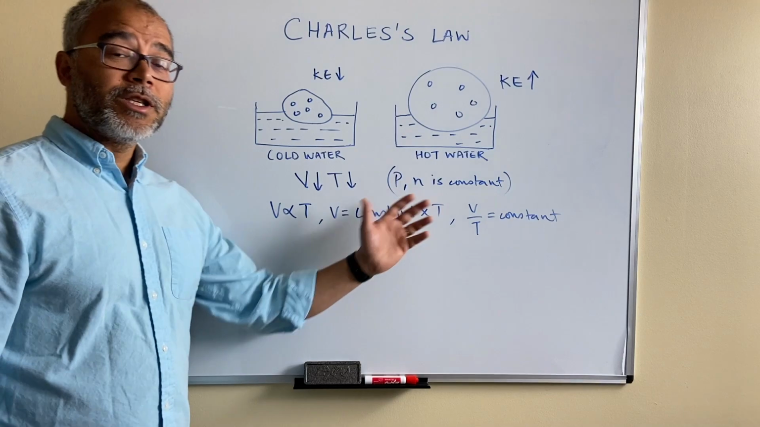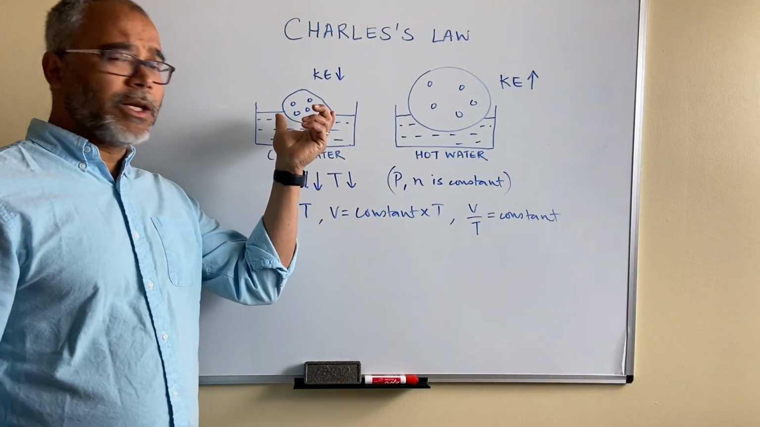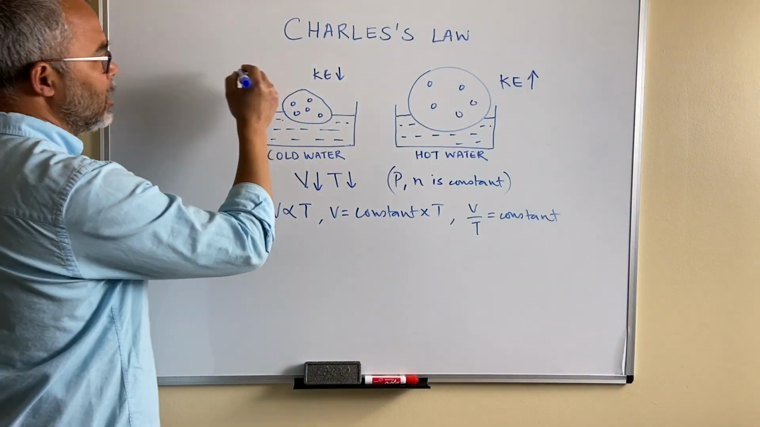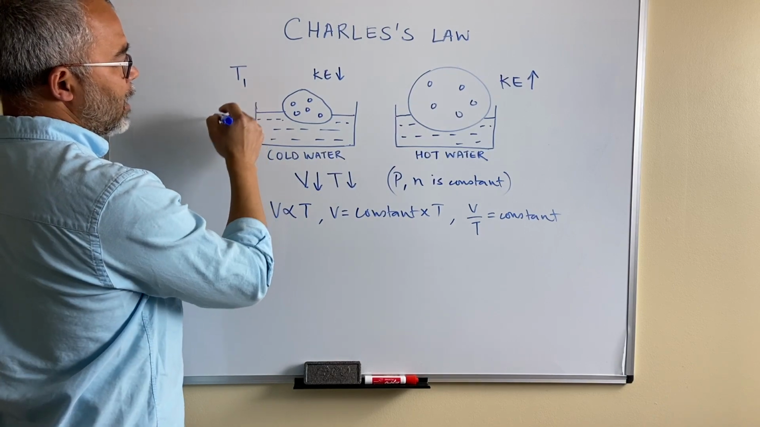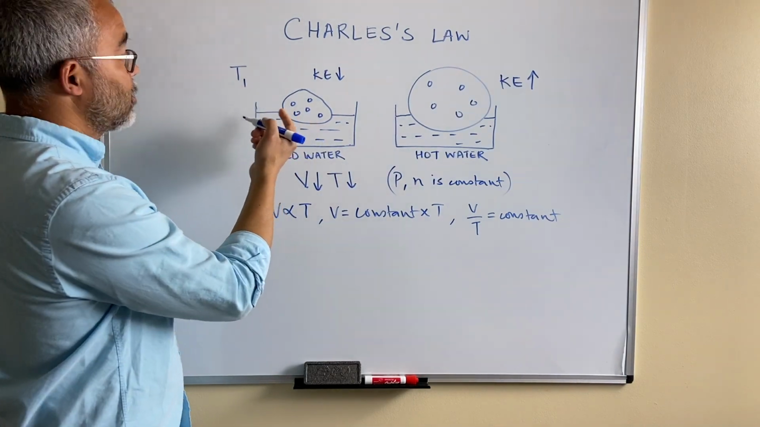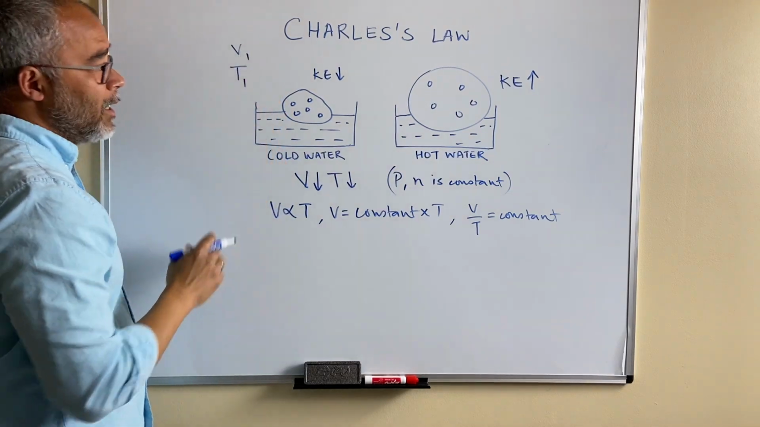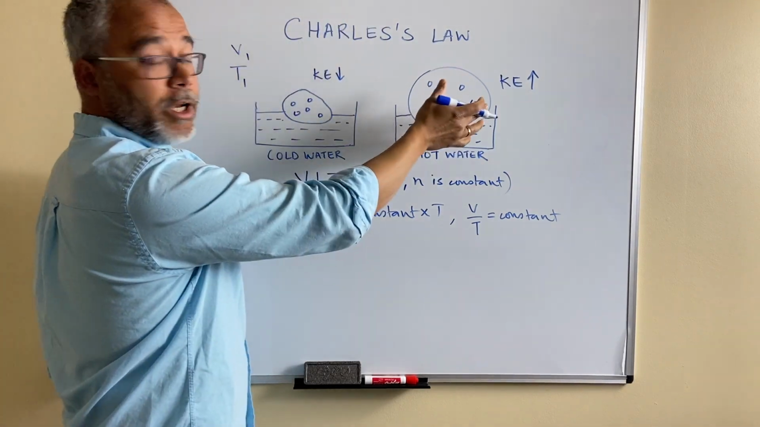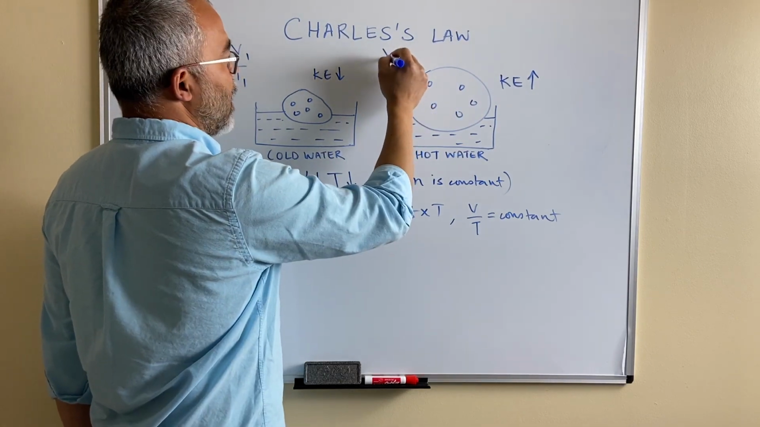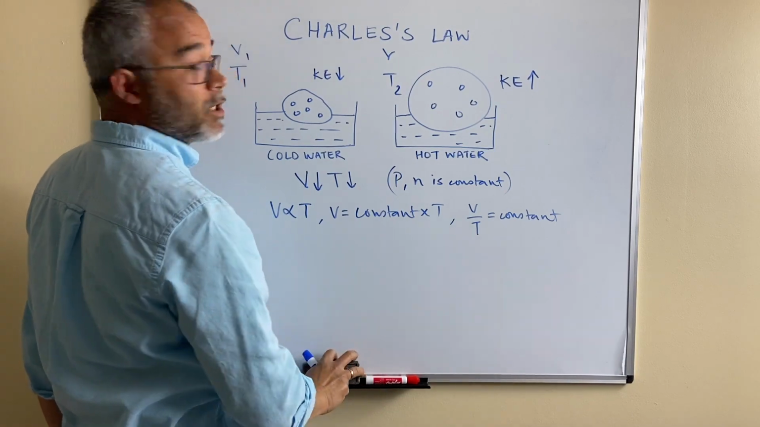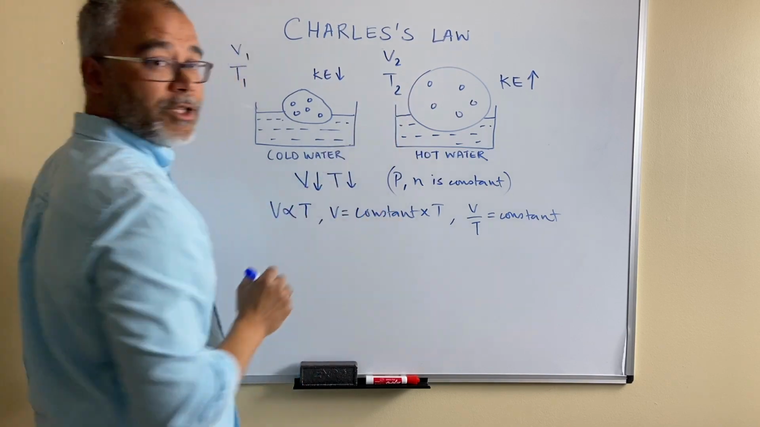So now if you have two different situations where you had a balloon, for example, in this case, the balloon was sitting at a certain temperature, let's call the temperature 1, and corresponding to the temperature, it was also sitting at a certain volume, let's call that volume 1, and then you took the balloon from the cold water, put it in the hot water, now the temperature went up, so that's 2, and now the volume also went up because the balloon expanded, and then that's 2, okay?